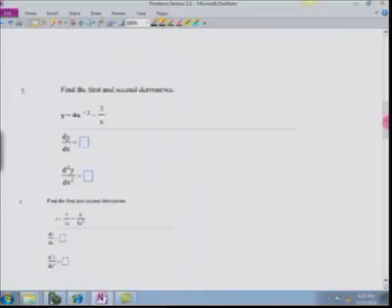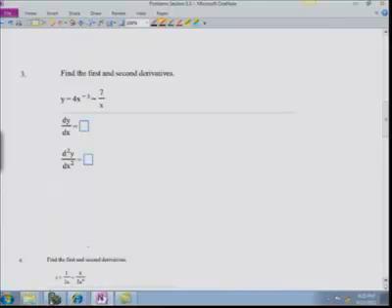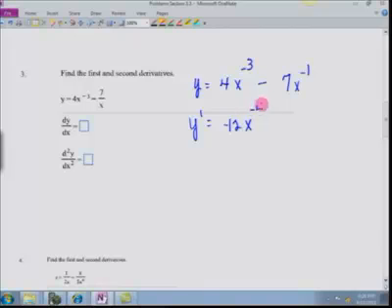All right, can we move now? We can move now. All right, first and second derivatives of y equals 4x to the negative 3 minus, I would rewrite this. What would we write it as? 7x to the negative 1. That just kind of, for me, makes it a little easier. All right, so what do we have here? Negative 12x to the, and then watch your signs, because this negative 1 times this, we're going to have a plus 7.